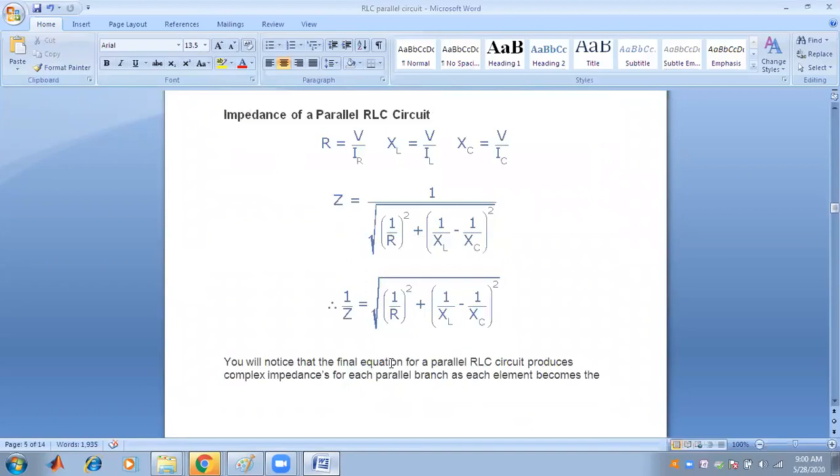Let us concentrate on the impedance of the parallel connection. The impedance can be written as Z equal to 1 by the root over 1 by R square plus 1 by XL minus 1 by XC whole square.